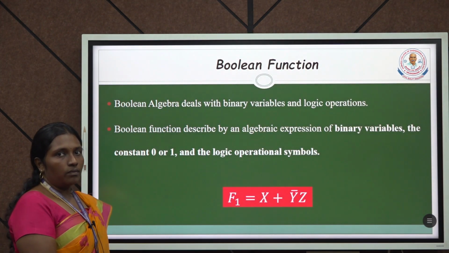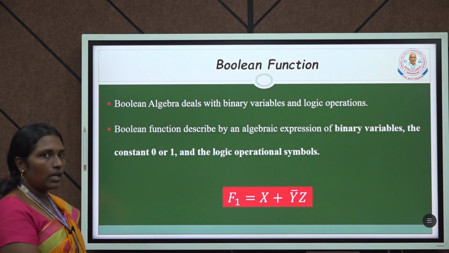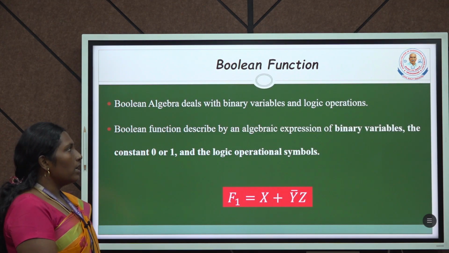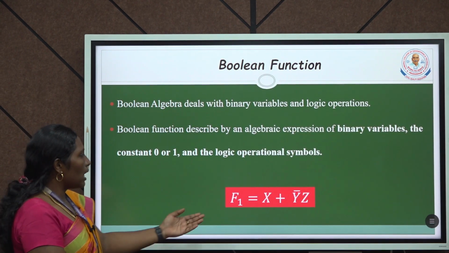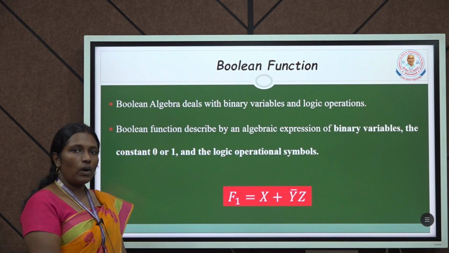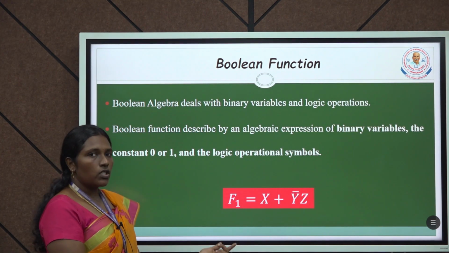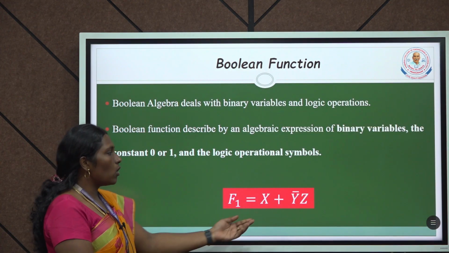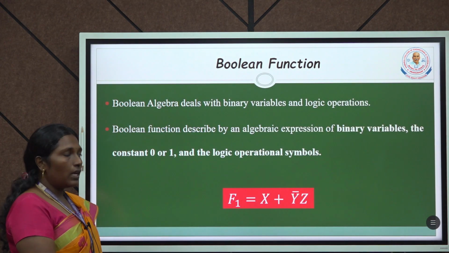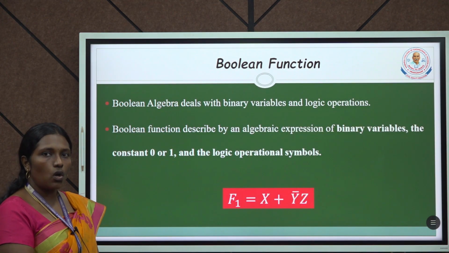So what is a Boolean function? Boolean algebra deals with binary variables and logical operations. The Boolean function is described by an algebraic expression. I have given an algebraic expression here, that is f1 is equal to x plus y dash z. Here the Boolean expression is divided by the logic operation, that is OR. Similarly, it has binary variables like constants zeros and ones that are separated by logical symbols.